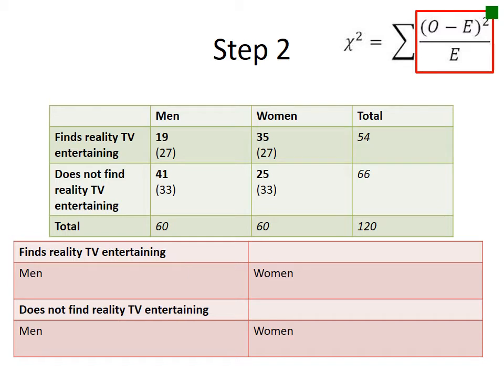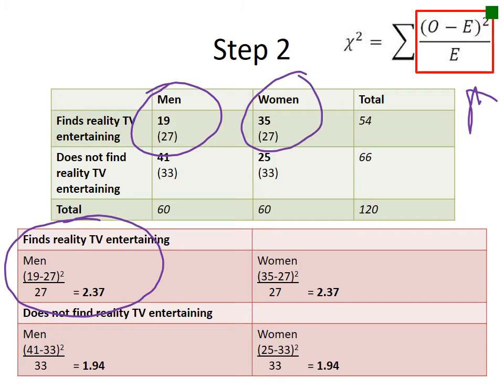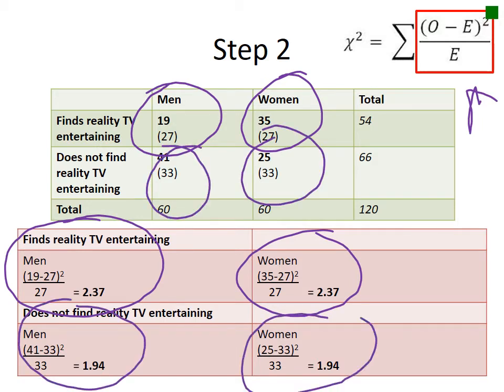So carrying on with the idea of finding reality TV entertaining or not, depending on whether you're a man or woman. If we do that exact formula, so this one at the top here, we're doing the observed value, take away the expected value, squared, divided by the expected value. What you can see down here is I've tried to replicate the exact table for you, so you can see that for here, I've done it here, for here, it's here, and I've done it for every single one of my possible values, so I've done it 4 times, to get all of my values which are bolded.